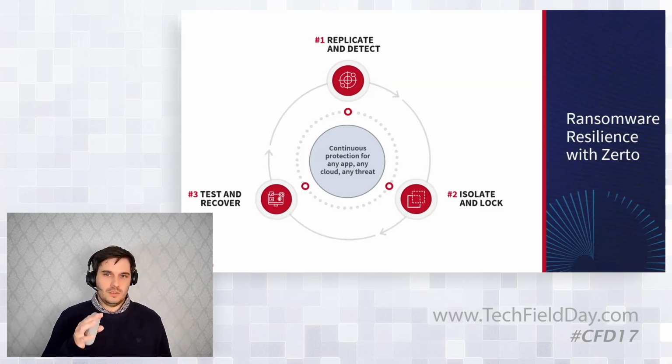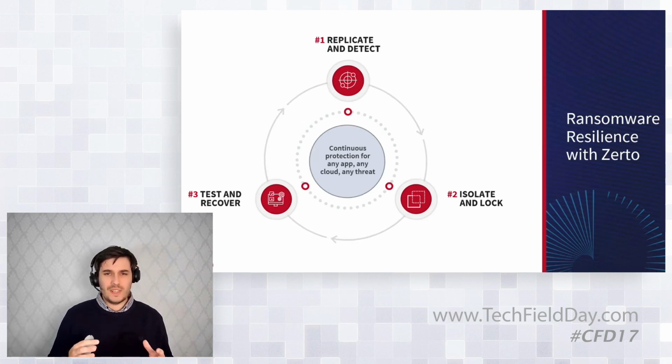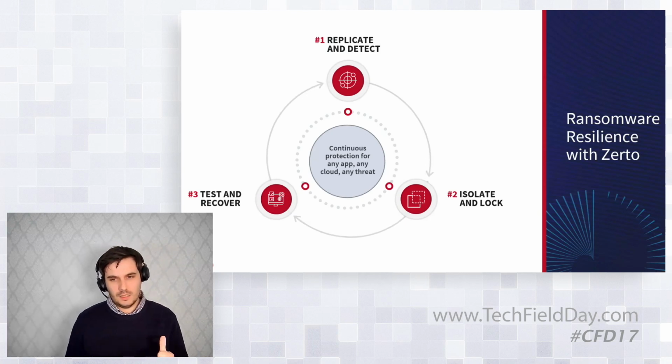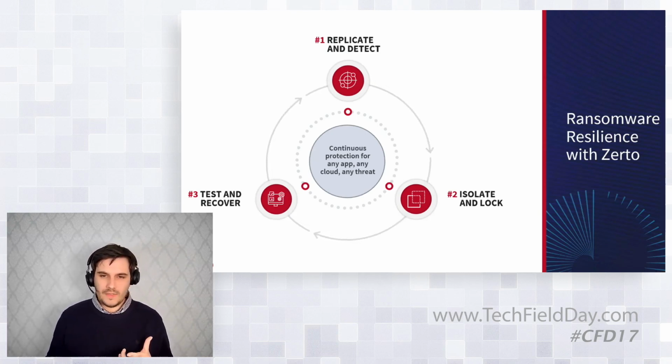Real-time detection comes in the first pillar here. So replicate and detect. When we look at the pillars we have on the screen in front of us, this is what we feel as Zerto helps us achieve ransomware resilience. The first one being replicate and detect, the second one, isolate and lock, and the third one, test and recover. And that's hopefully going to enable our customers and prospects and partners and everyone else to enable continuous protection for any app, for any cloud, and any threat.